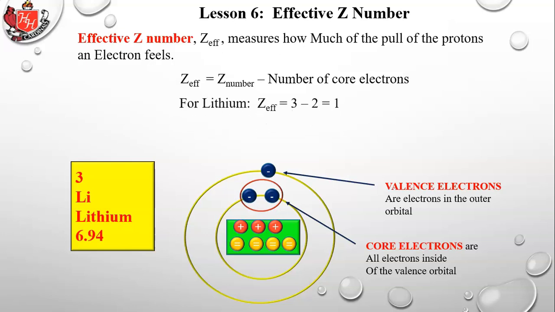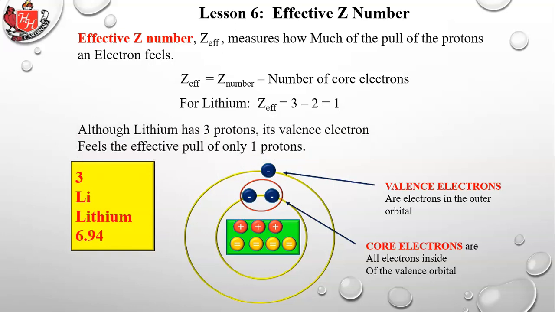So in this case, for lithium, it would be 3, that's the Z number for lithium, minus those 2 core electrons, which equals 1. So although lithium has 3 protons, its valence electron feels the effective pull of only 1 proton. That means it's not being held nearly as tightly to that atom as it might seem having 3 protons. So that's what effectively it feels. I took away the core electrons, and now you see that 1 valence electron and only 1 proton in the nucleus. The other 2 didn't really disappear. What we're just saying is that it only feels as though it's being held by 1 proton.